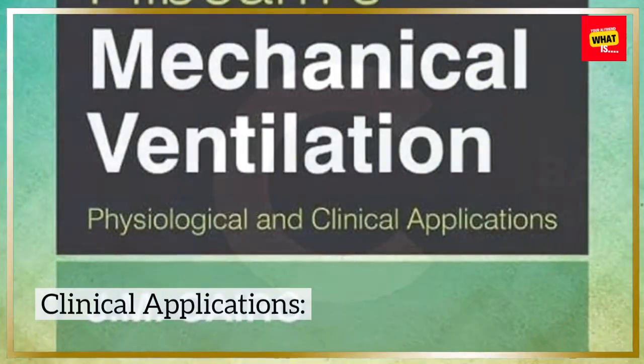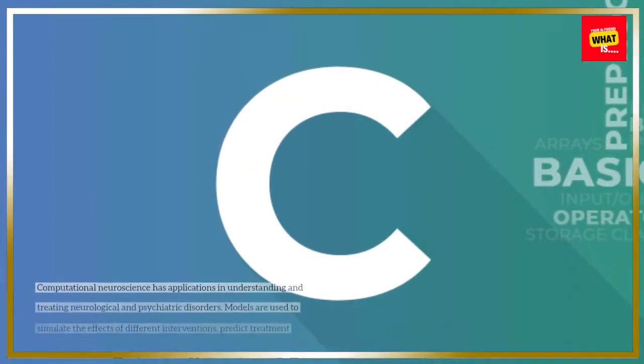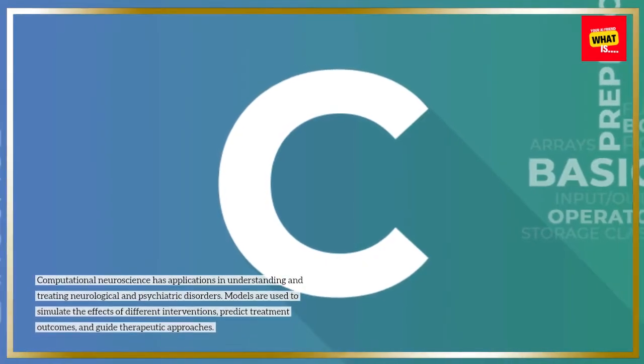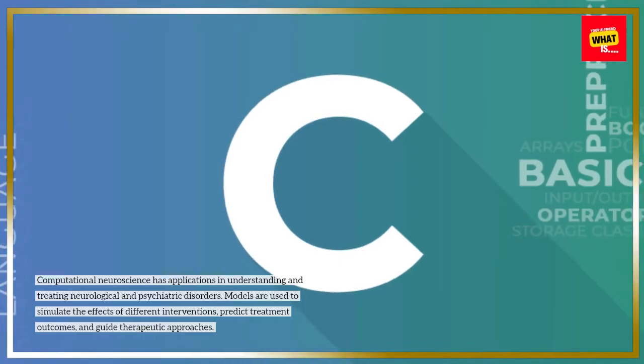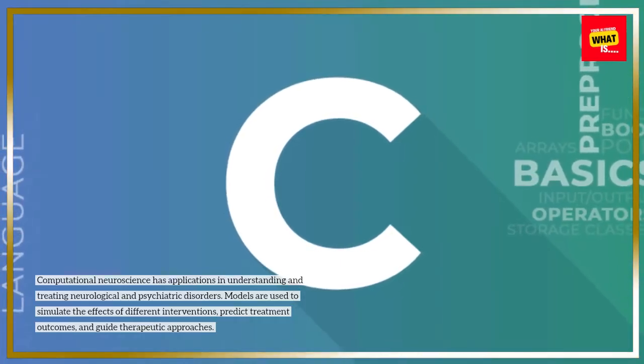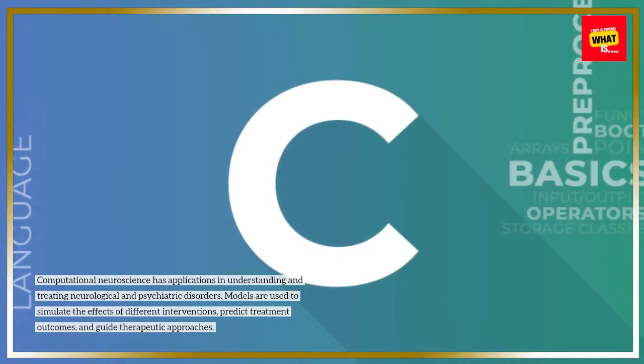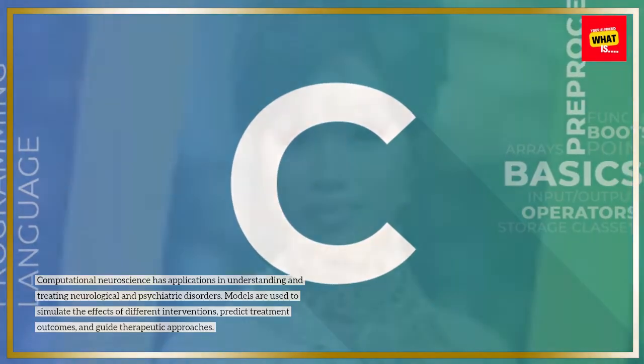Clinical applications. Computational neuroscience has applications in understanding and treating neurological and psychiatric disorders. Models are used to simulate the effects of different interventions, predict treatment outcomes, and guide therapeutic approaches.